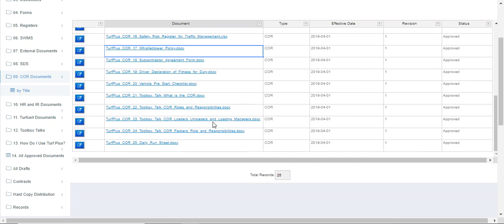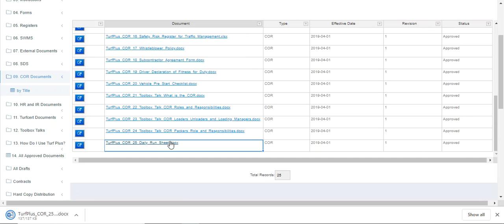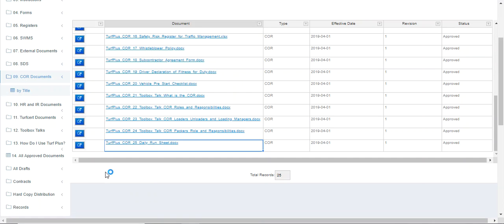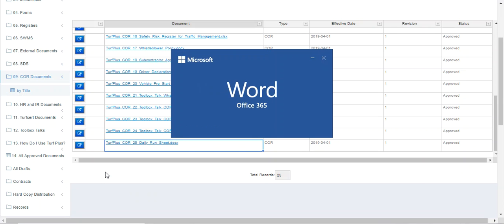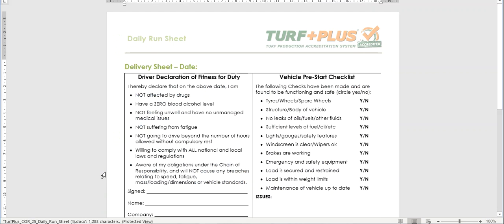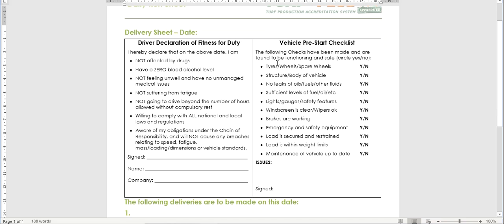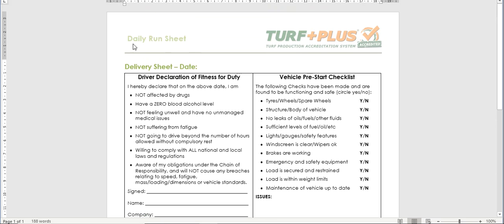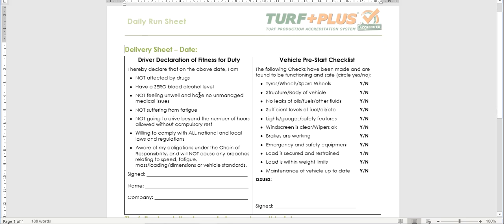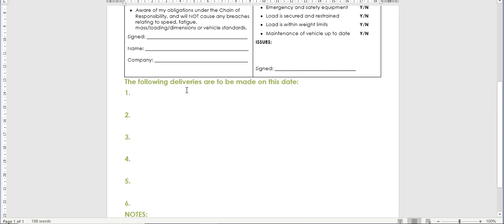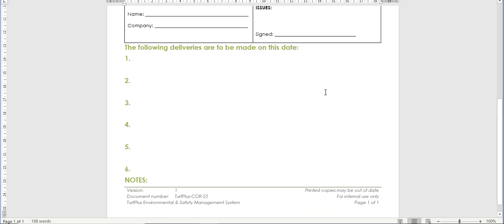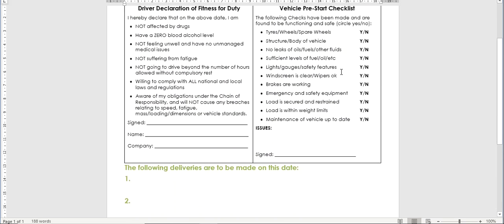Now down here, the very last one that I'll show you is the daily run sheet. I think this form could be very easily used by a lot of turf growers, and I think you may want to use this. This is a form that I'd like you to get the driver to fill in prior to delivering your turf. So basically it's a daily run sheet. You fill in the date, ask the driver to declare his fitness for duty and perform a pre-start checklist of his vehicle. And down here you can put where the deliveries are going to be made. That is a really good compliance document.